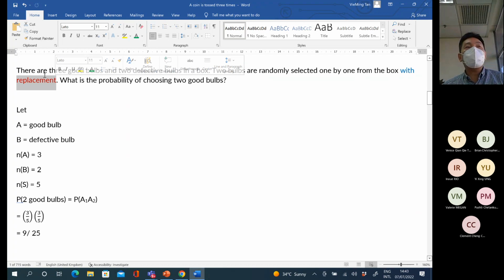If that is the case, choosing the first bug and choosing the second bug are considered independent events. Why? Because the result of the first bug is not going to affect the result of the second bug. Independent events for this question. So now we can start to answer the question.